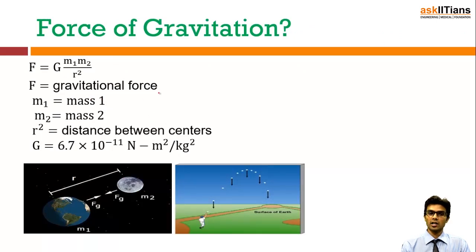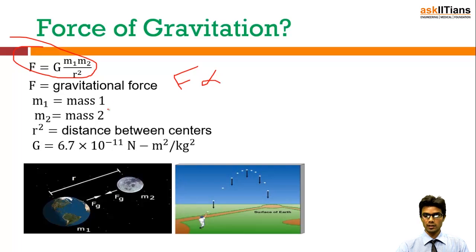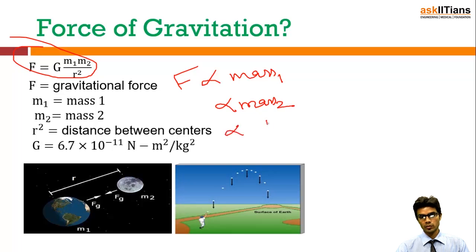Force of gravitation. Now I told you before, smaller objects, smaller particles, have a smaller amount of force, and macroscopic objects have a higher, dominant amount of gravitation, because force is directly proportional to mass 1, directly proportional to mass 2, and inversely proportional to the distance between them.